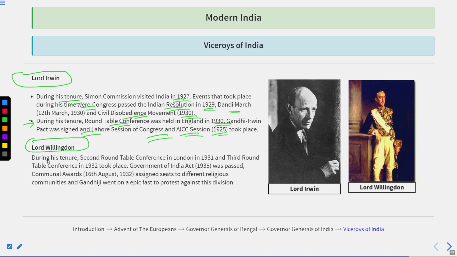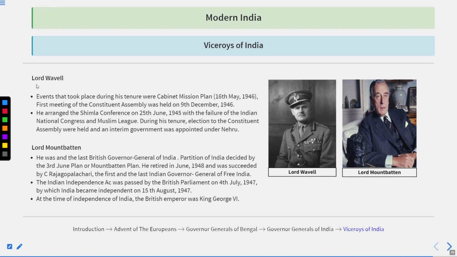Lord Willingdon. During his tenure, the second Round Table Conference in London happened, and the third Round Table Conference also happened. The Government of India Act 1935 was passed. The Communal Award of 1932 assigned seats to the different religious communities on the basis of their caste, and Gandhiji went on a fast to protest against this division.